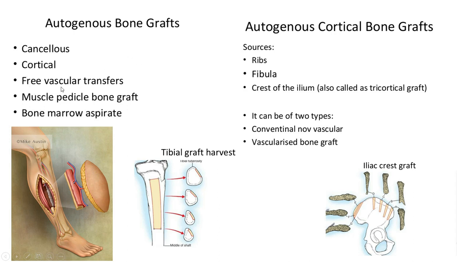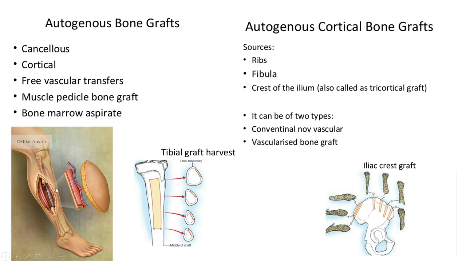Sometimes we can use a muscle pedicle bone graft. What do you mean by muscle pedicle bone graft? That means suppose this bone has a muscle acting over it, and this muscle along with its normal blood supply, which will help to keep the blood supply of this area of the skin, the deep fossa, is called a flap, a good flap. Along with it, it will supply the bone.